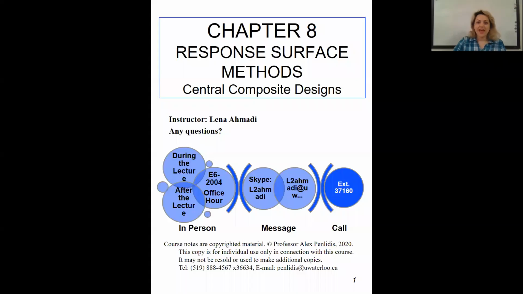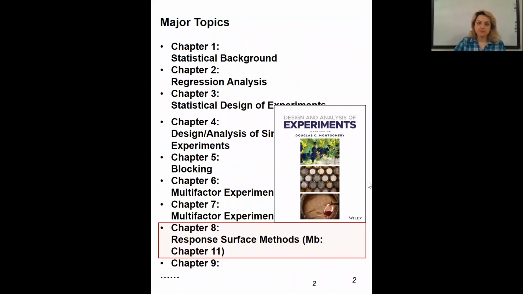notes. We're in chapter 8. And if you go to the Montgomery book, it's going to be chapter 11. It talks a little on chapter 6, but it's only a few pages. The main parts of the response surface methods in the Montgomery book, you can see in chapter 11. Also, the course material, as I said before, is copyrighted from Professor Alex Benlidis.